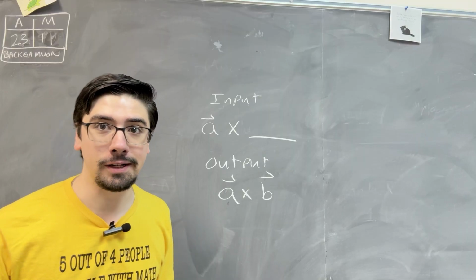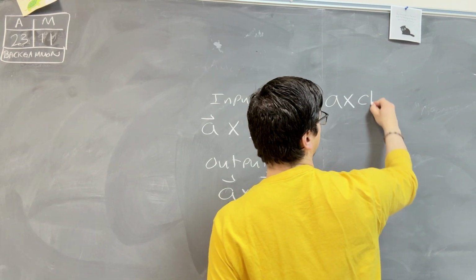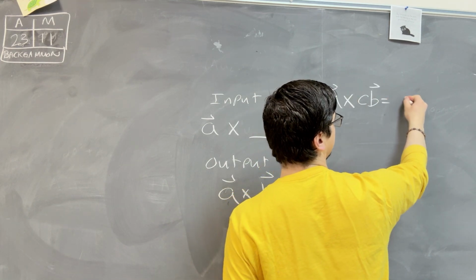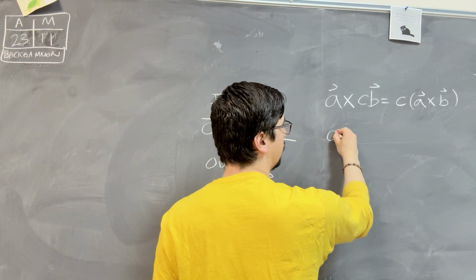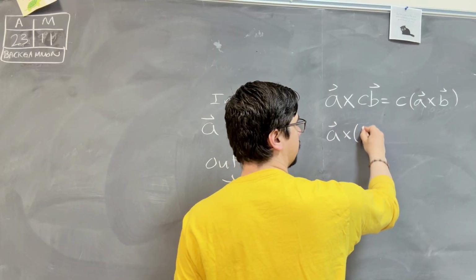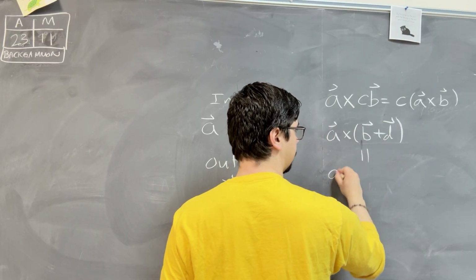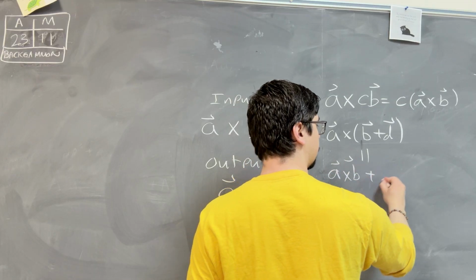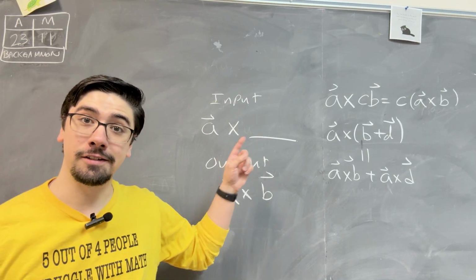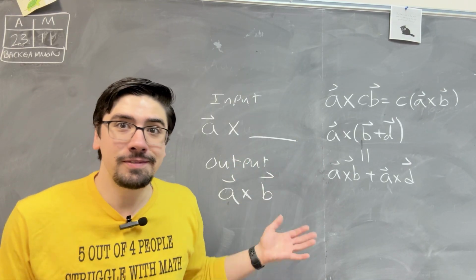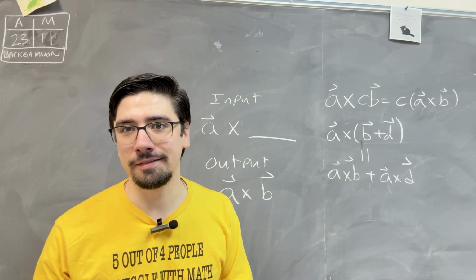And if you know your cross product properties, you know that A cross some scalar is going to be some scalar times the output. And we also know that this thing distributes over addition as well. Meaning that not only does it take in vectors and spits out vectors, it does so in a linear way. This is a linear map. And as you know, linear maps can be represented by matrices.